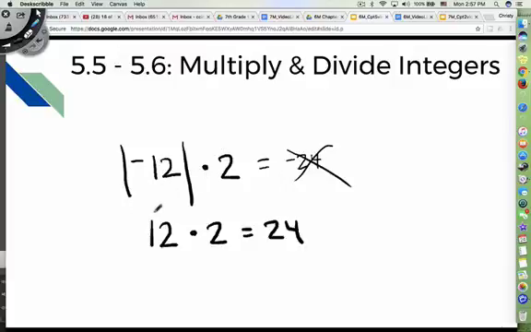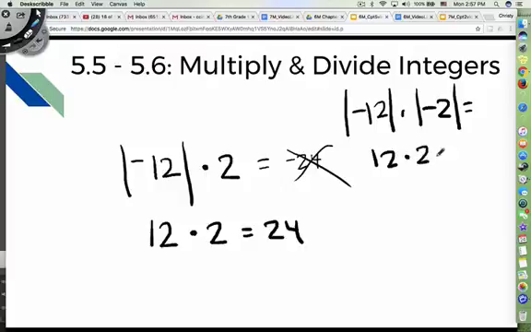So absolute value may be mixed in there. What if I did negative 12 times a negative 2? What's that going to be? The absolute value of negative 12 is 12 times the absolute value of negative 2 is 2. So your answer is 24. Okay? That's how I was going to try to mess with you before.